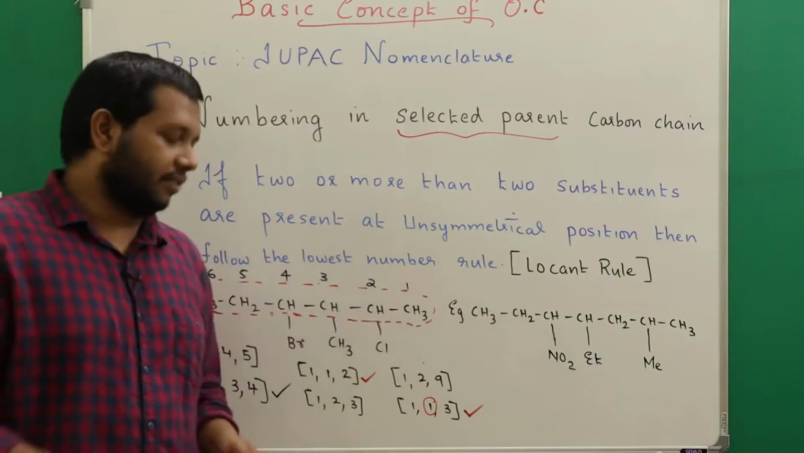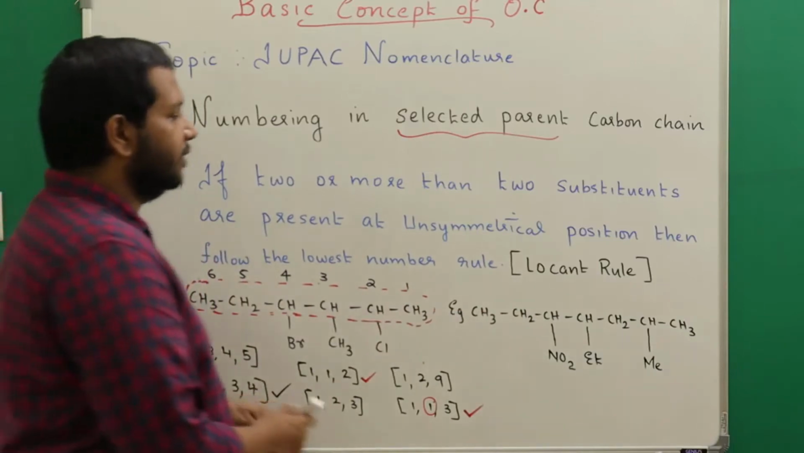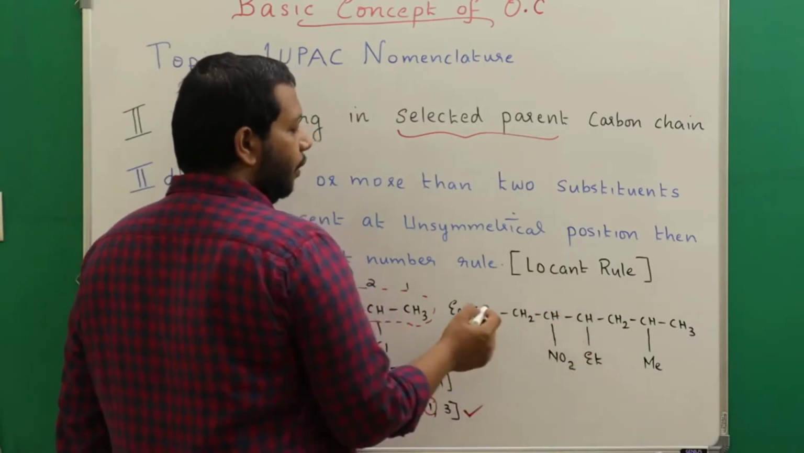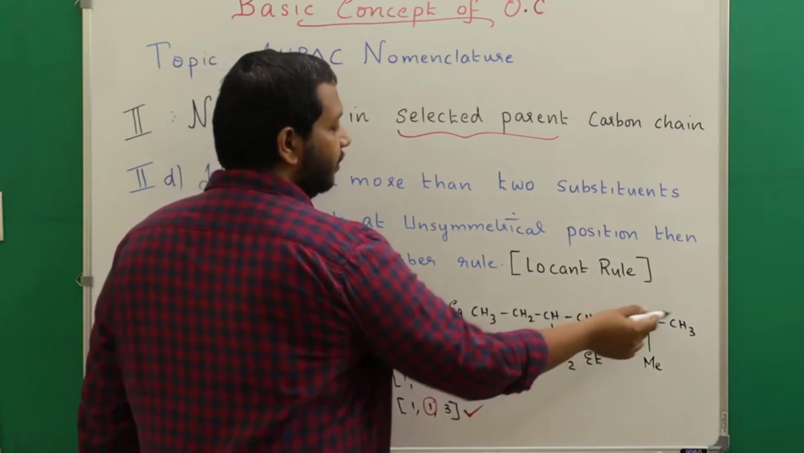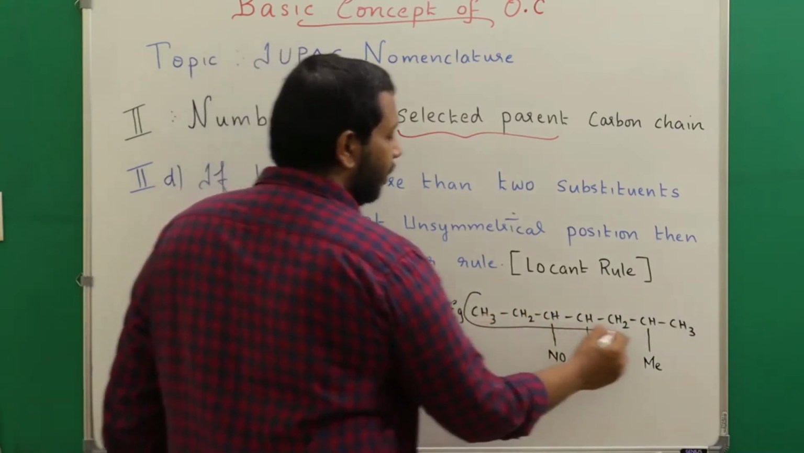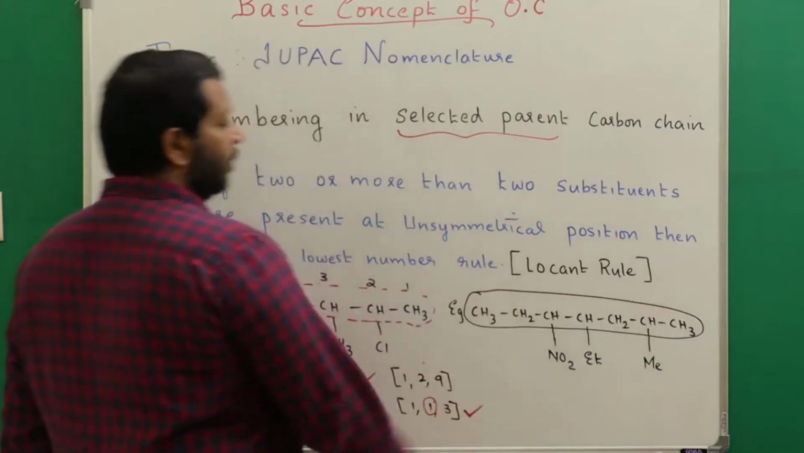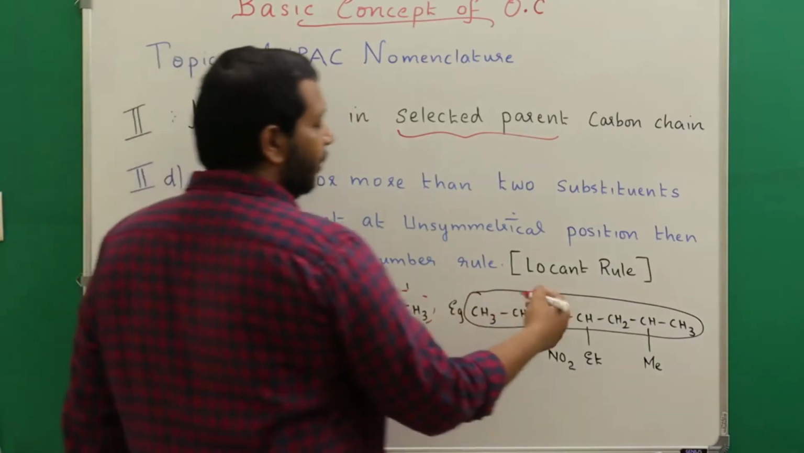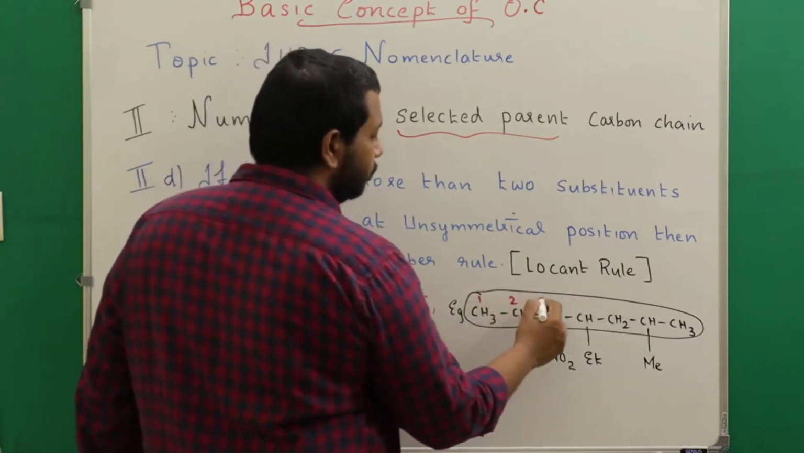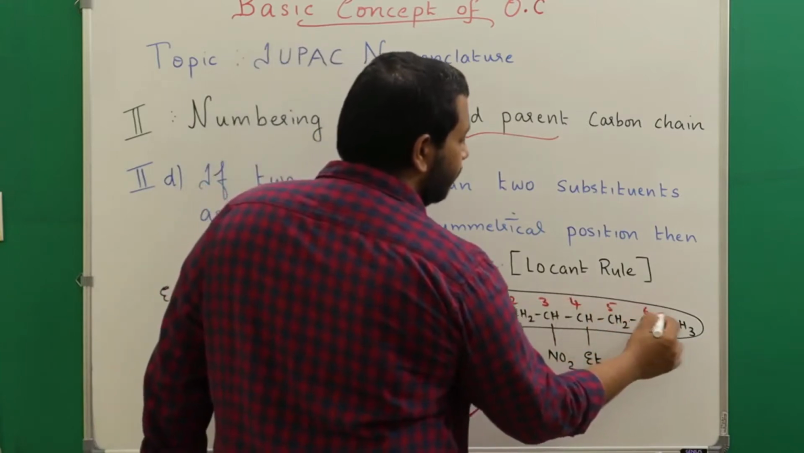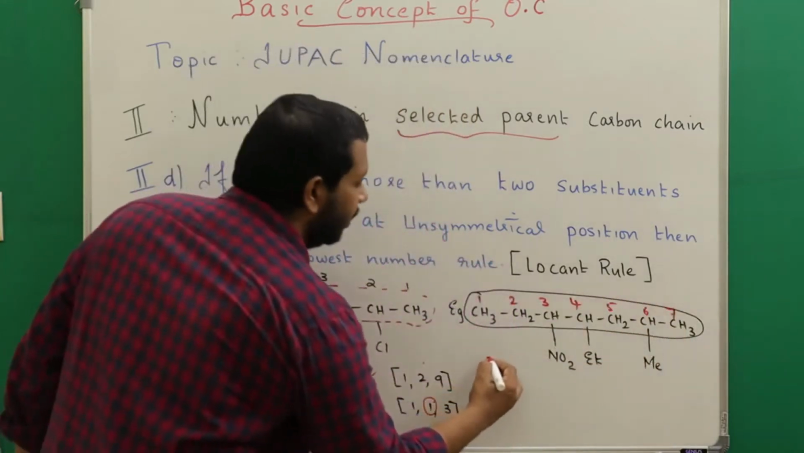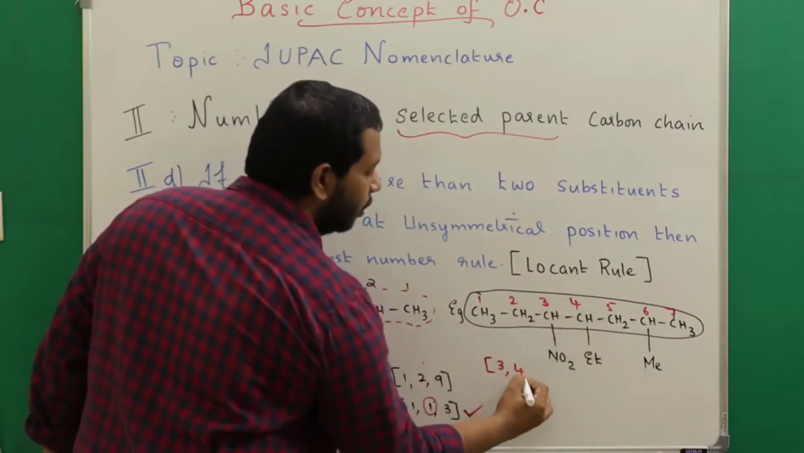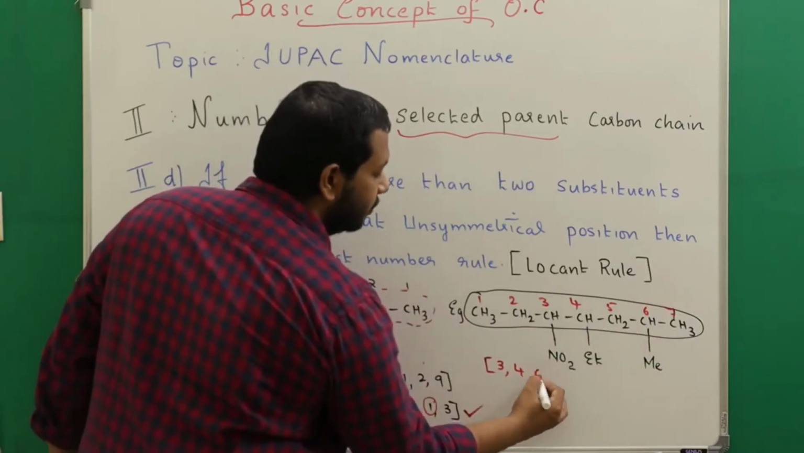We will see the next example. In example 2, tell me which is the longest path. 1 2 3 4 5 6. This is an ethyl group. 1 2 3 4 5 6 7. So I will choose this as my longest path. Correct. The next step is putting the locants. I will try to put the numbering in all possible ways. So 1 2 3 4 5 6 7. Tell me what locants I am getting. The locant I am getting here is 3, then 4, then 6.